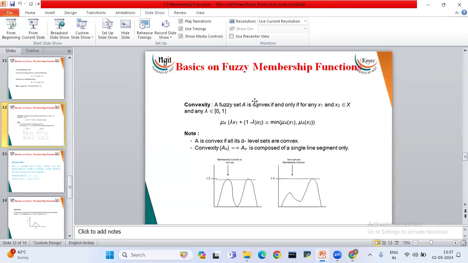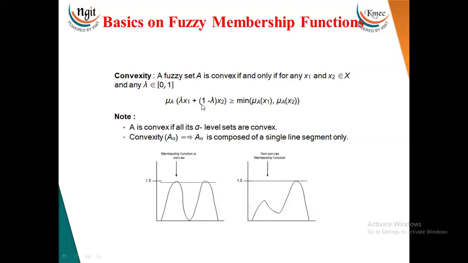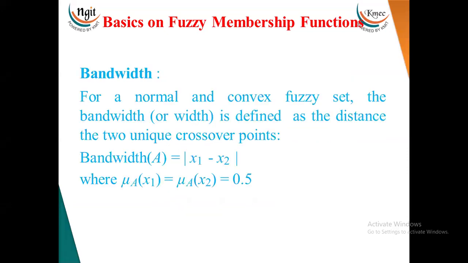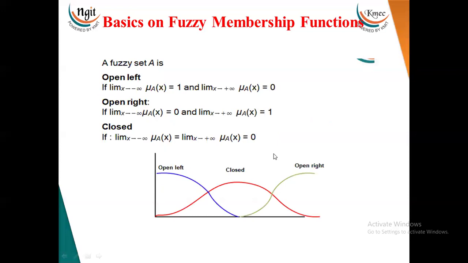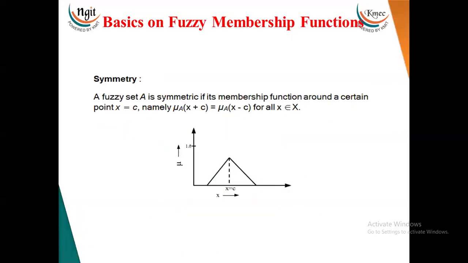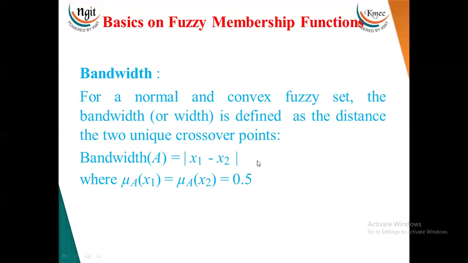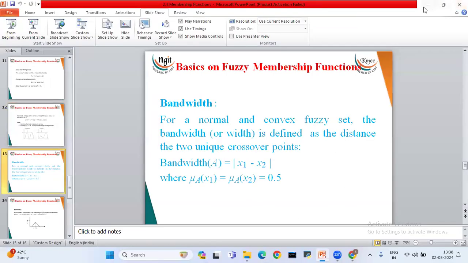Done. If you have multiple values, you have to calculate for different elements. Next, what is meant by bandwidth? If you see this particular thing, always remember that the bandwidth is between two unique crossover points. Remember this: what is a crossover point? Whose value is 0.5. Crossover means it should be 0.5. So if you have two 0.5 points, that particular difference, I'll show you the diagram, then it will be easy for you.